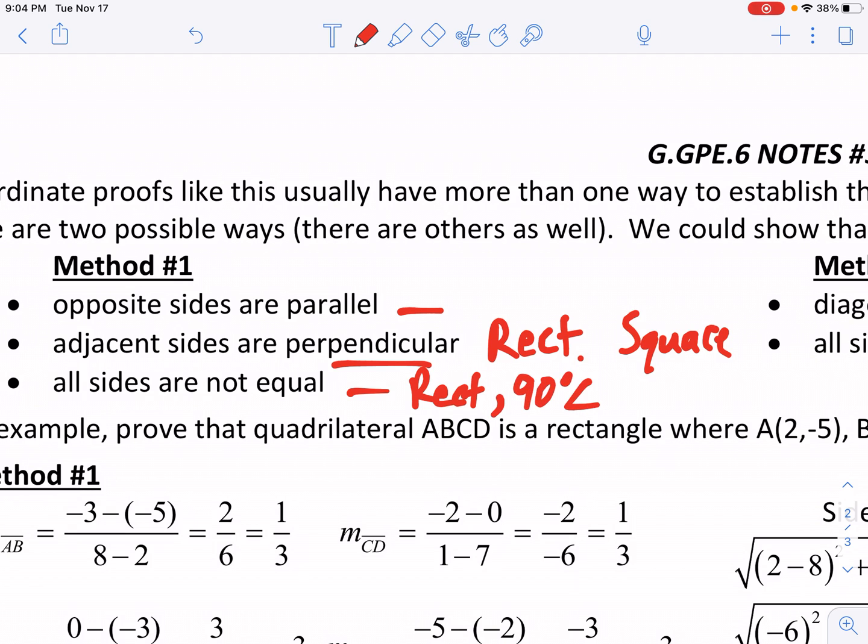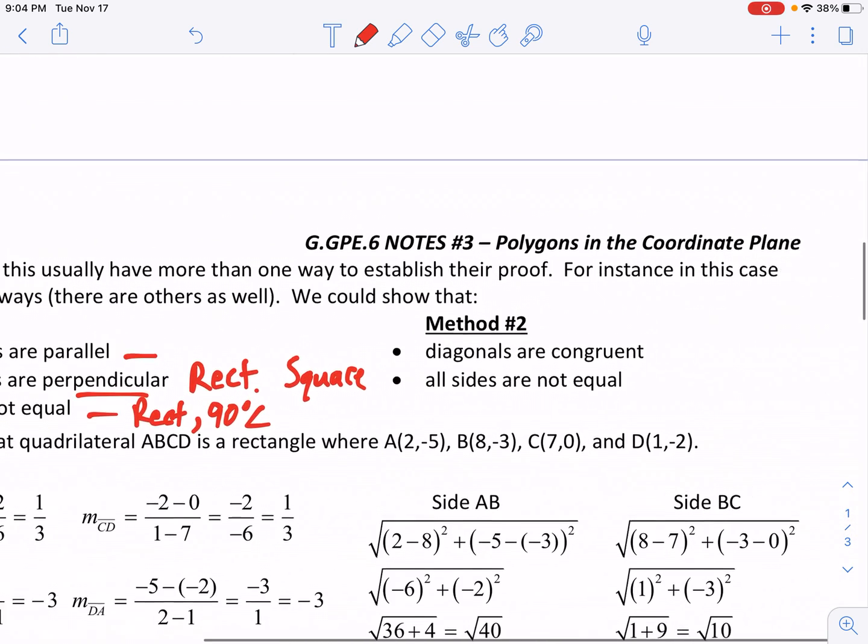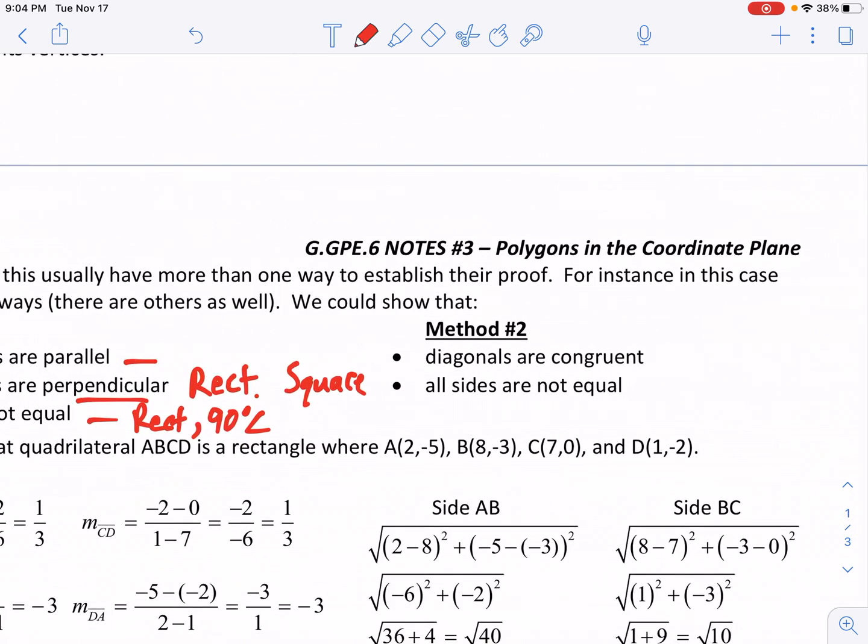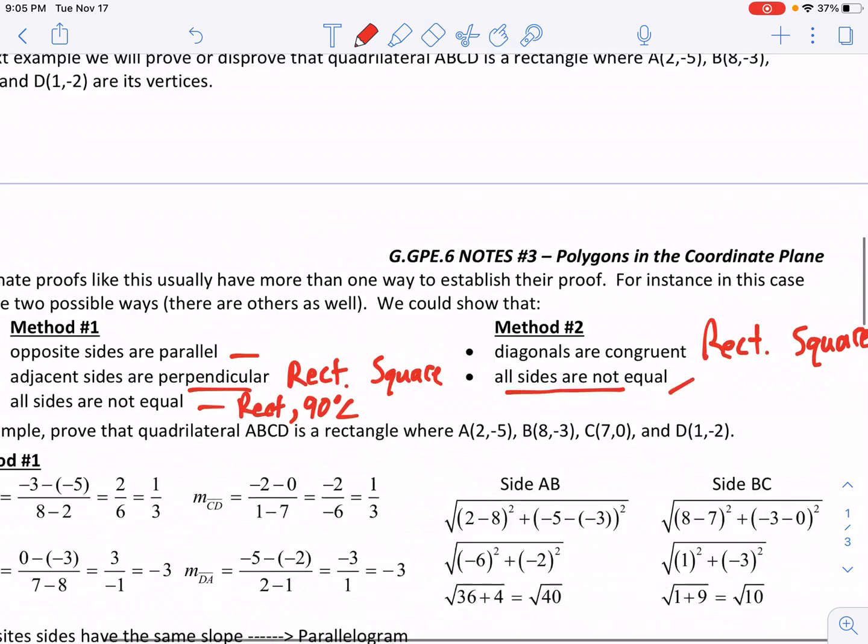to be a rectangle. Now method 2 here says diagonals are congruent. Now, if diagonals are congruent, we know we're dealing with either a rectangle or a square. That in and of itself tells us that we're dealing with a rectangle or a square because those guys have congruent diagonals. Now, if all the sides are the same, that would be a square in that case. If they're not the same, if it says all the sides are not equal, again, we'd be dealing with our rectangle. So that's what they're giving us here.